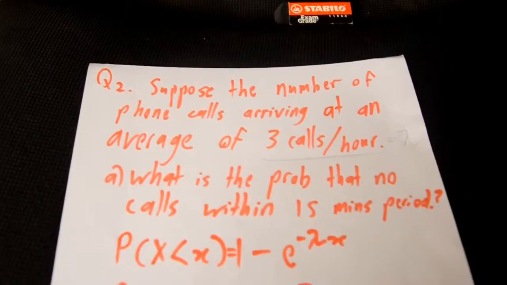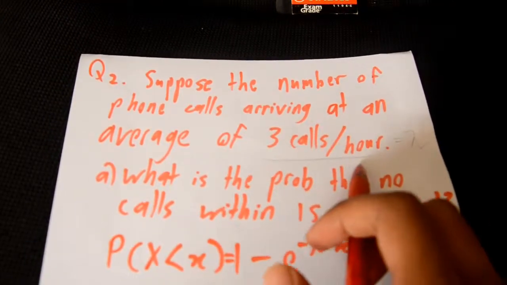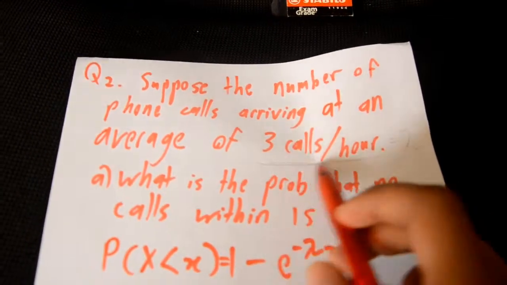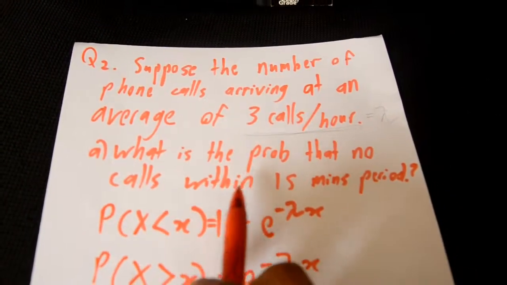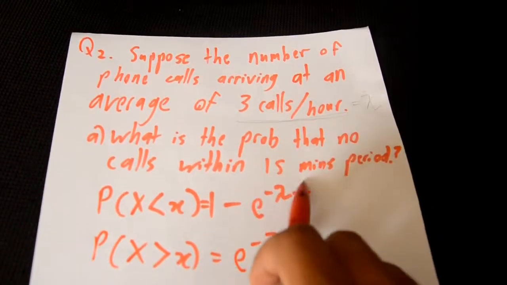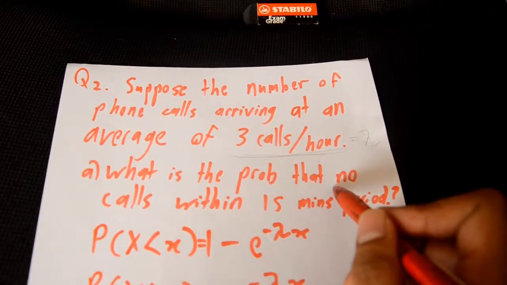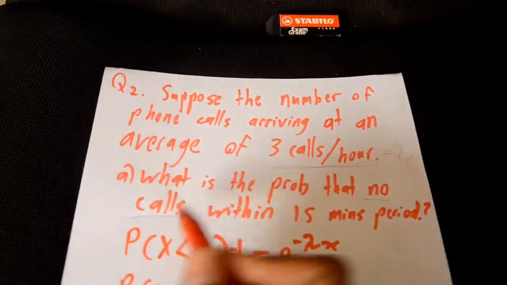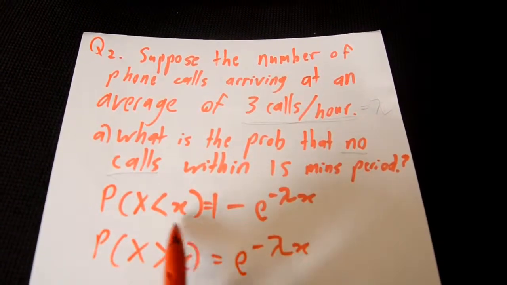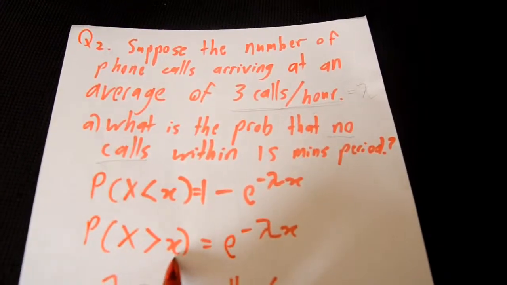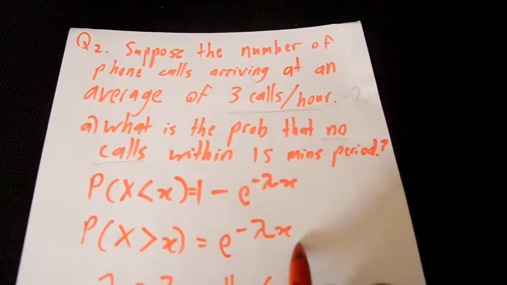For the next question, suppose the number of phone calls arriving is an average of 3 calls per hour. From the question we can get the lambda as always. The question is, what is the probability that there are no calls within a 15 minute period? The question wants the probability of no calls. From the formula we don't want x less than x, we convert this to x greater than x. So we get this formula, e to the power of negative lambda x.